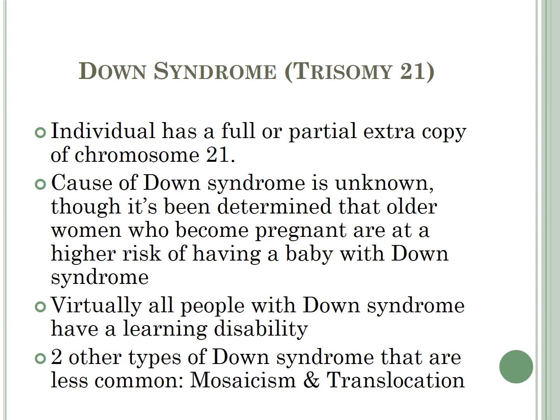And virtually all people with Down syndrome do have a learning disability. And the other 2 types of Down syndrome that are very uncommon are mosaicism and translocation. And those 2 types of Down syndrome often have the individual with fewer characteristics that are commonly associated with Down syndrome.